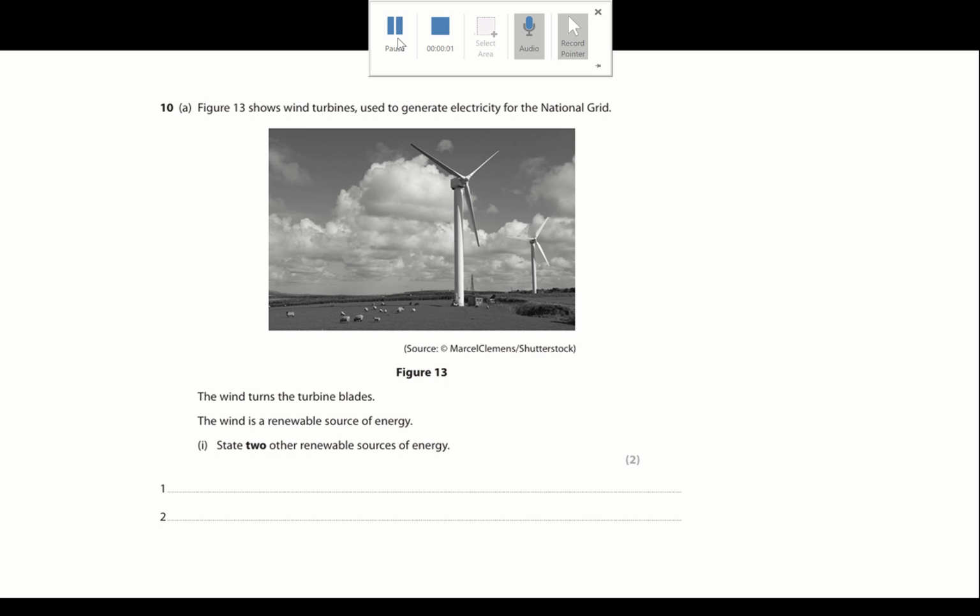Okay, question 10. We've got some wind turbines. They're making some energy for the national grid. And it says, state 2 other renewable energy resources. So any 2 of these.